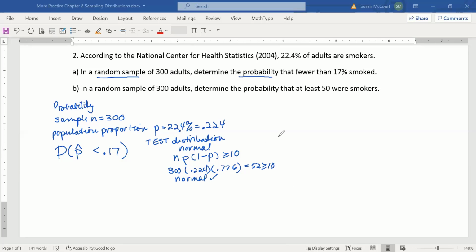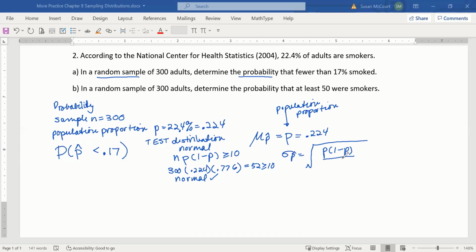Okay, and what does that normal distribution look like? Well, mu sub p hat is the same as p. Remember, p is the population proportion or percent. So that's going to be 22.4% or 0.224. Sigma p hat is equal to the big square root of p times 1 minus p over n.